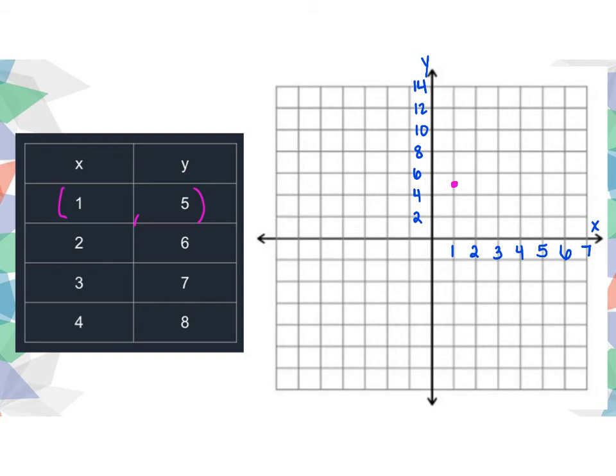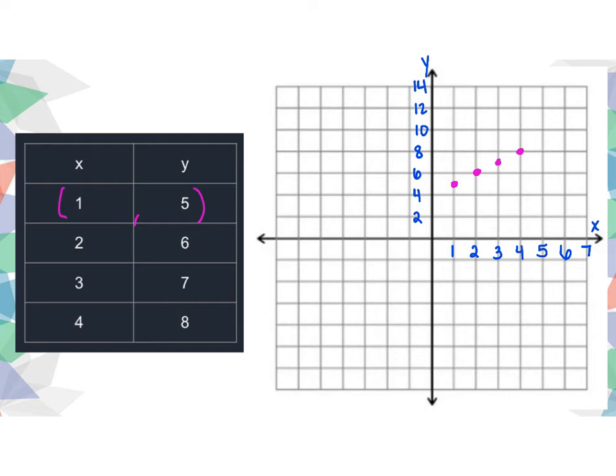My second point, I start back at my origin and I go 2 to the right on the x-axis and then up 6. For my third point, I start back at my origin in the center of my graph and go over 3 to the right on the x-axis and up 7, right between the 6 and the 8. And then when x equals 4, we move to the right 4 on the x-axis and up to 8.